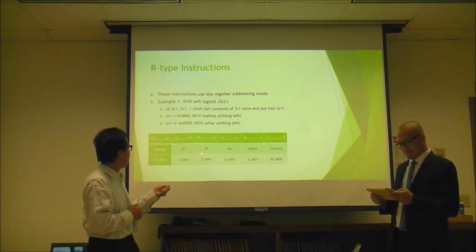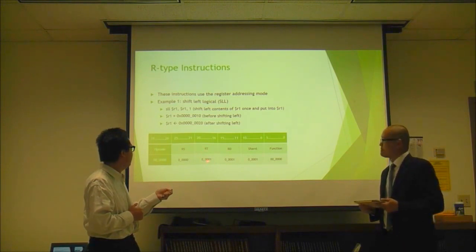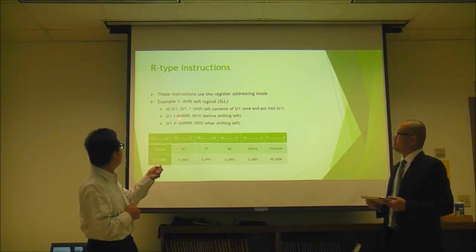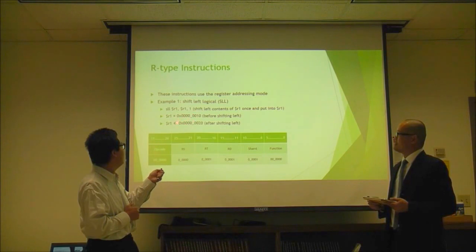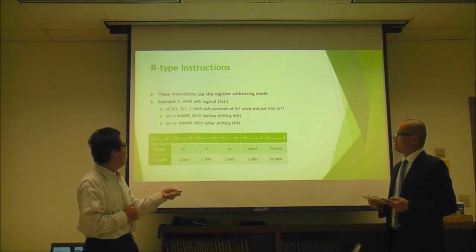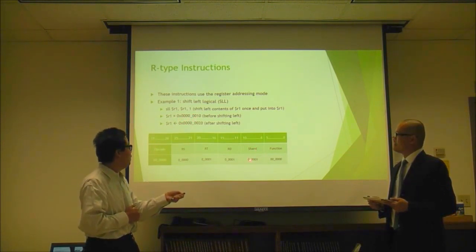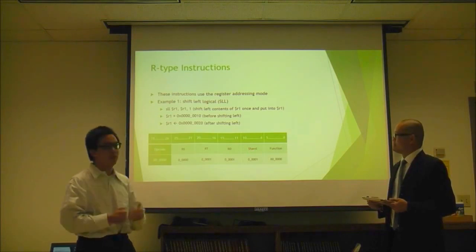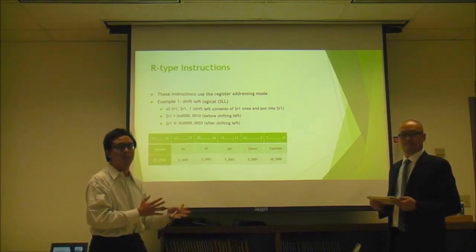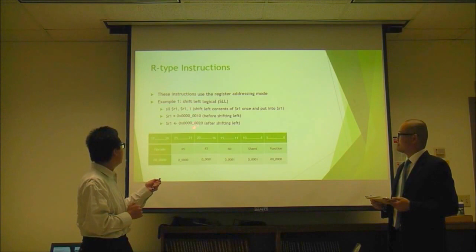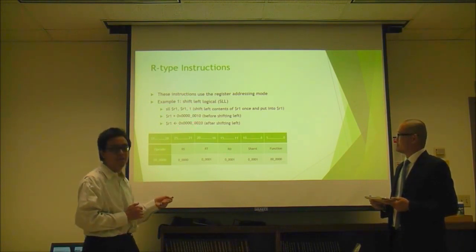With shift left logical, we are getting the contents of the source register RT, which is register 1. Let's assume register 1 has the hex value 10. We're going to shift it to the left once based on this shift amount. So hex value 10 now becomes hex value 20, and we will place this hex value 20 into register 1, which is also the destination register shown here.